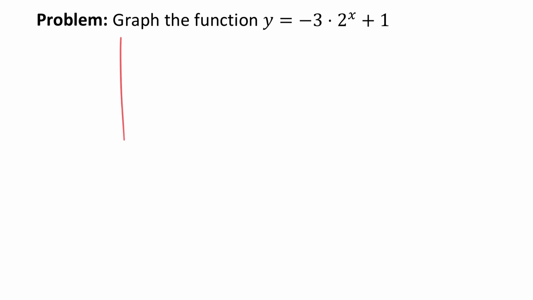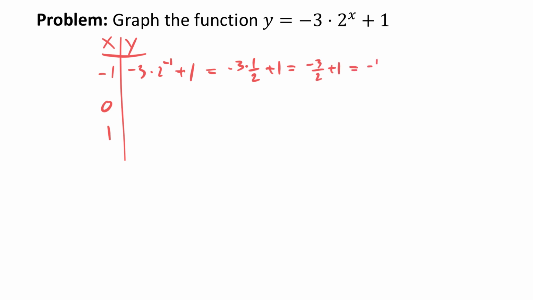Well, let's go back, make a table of values just like normal. We'll try negative 1, 0, and 1. Because it doesn't look like the graph has been moved left or right. And let's see what we get. Negative 3 times 2 to the negative 1, plus 1. That'll be negative 3 times 1 over 2 plus 1. So negative 3 over 2 plus 1, negative a half.